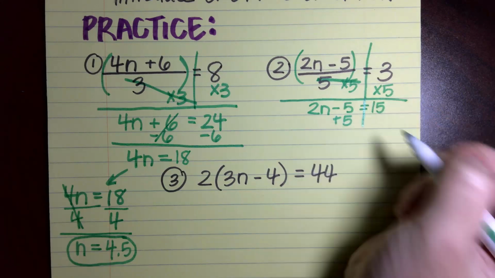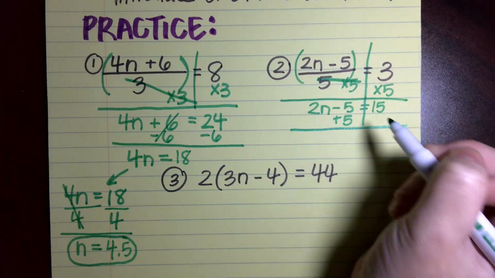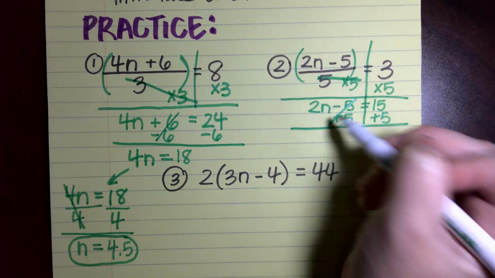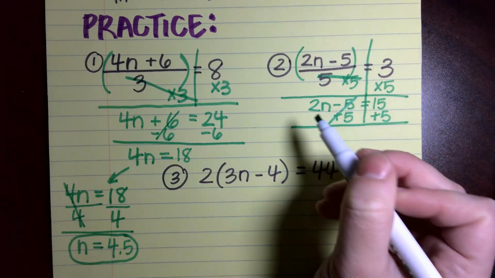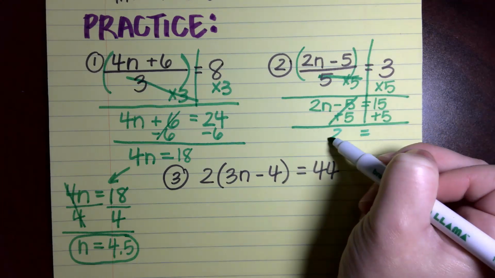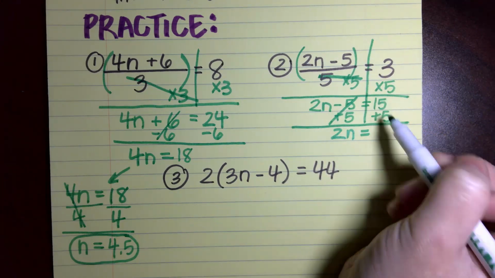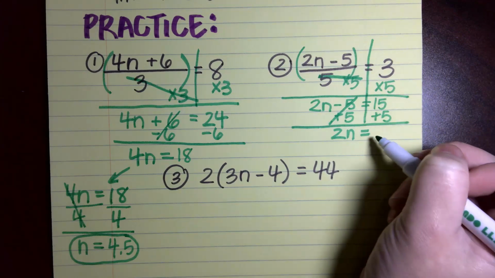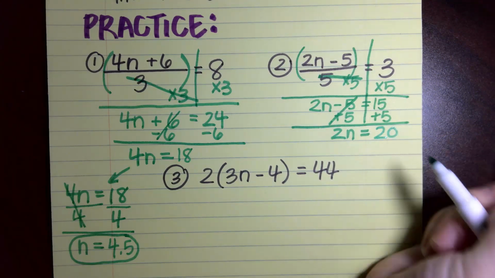Where else do we need to add 5? 15. Good. On the other side of the equal sign, under 15. Cancel our 5s. Bring down the equal sign. 2 and 2. Good. We bring down 2 times n equals 15 plus 5. 15 plus 5 is 20.